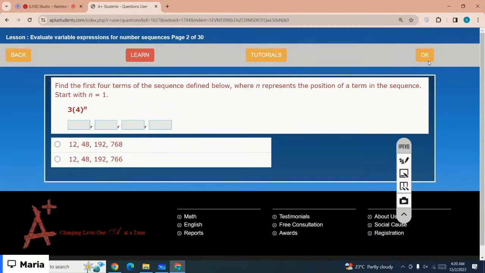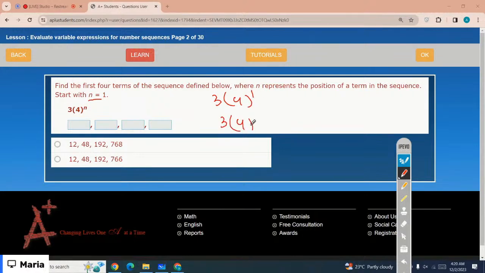Okay, find the first four terms in the sequence defined below. You have to evaluate the first four terms. You have to start with n equals 1. So for the first term, replace n with 1. For the second term, replace n with 2. For the third term, replace n with 3. For the fourth term, replace n with 4.